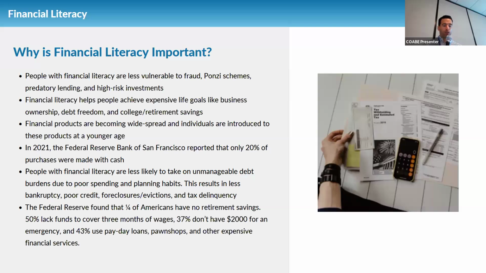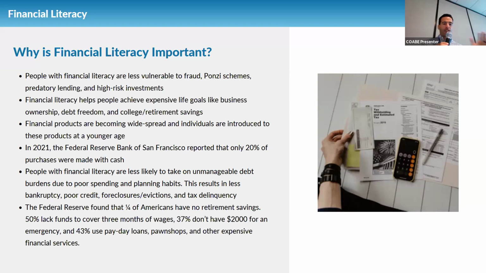50%, so 1 in 2, you go out there and look, lack funds to cover 3 months of wages. So if they did get laid off, 3 months, that's not a long time. Your healthcare premiums, your rent, putting food on the table. And so what do people have to do? They put it on a credit card, usually high interest, and that accrues over time. Before they know it, they're buried in debt. And then 37% don't have $2,000 for an emergency.